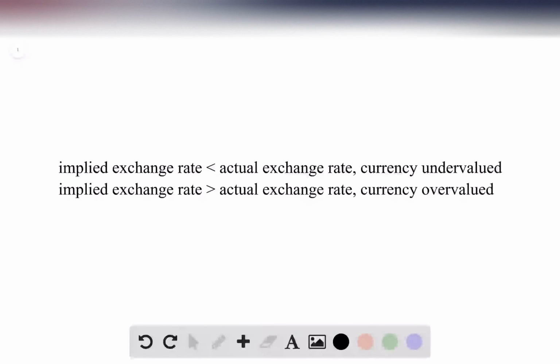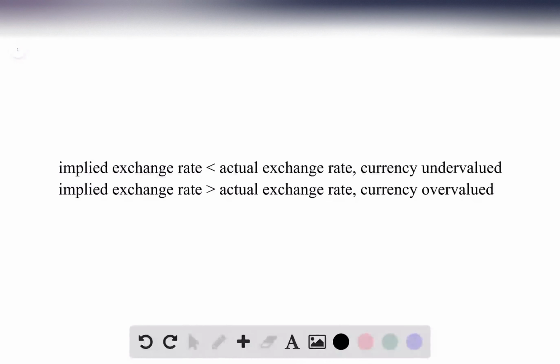So in the first case with Mexico, the implied exchange rate is less than the actual exchange rate. So the peso looks like it's undervalued. In Japan, for the yen, the implied exchange rate is less than the actual exchange rate. So that looks like it's being undervalued as well. And if we look at the United Kingdom, we have the exact same situation.